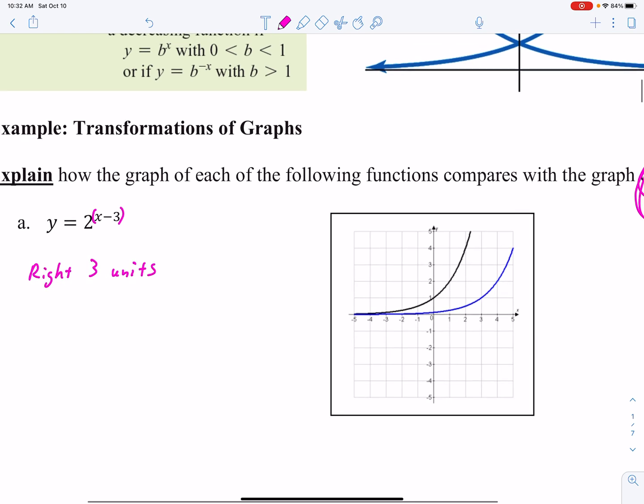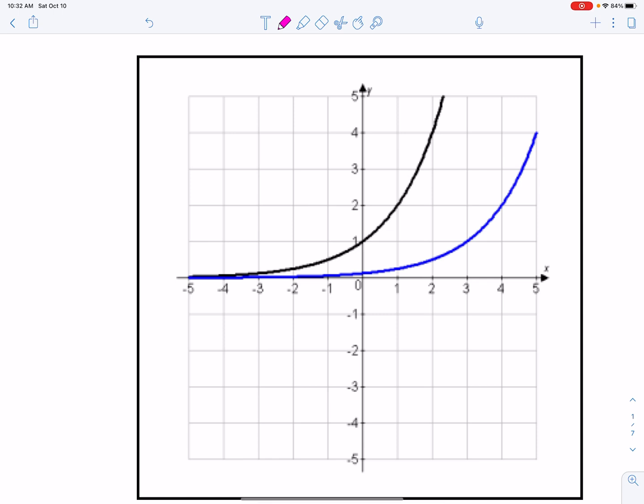They shifted the whole thing. This is the original graph here, and they shifted everything to the right by 3 units. You can see that 3 units right in here. Remember, the basic exponential crosses the y-axis at (0, 1). Notice we have that same point shifted 3 to the right.